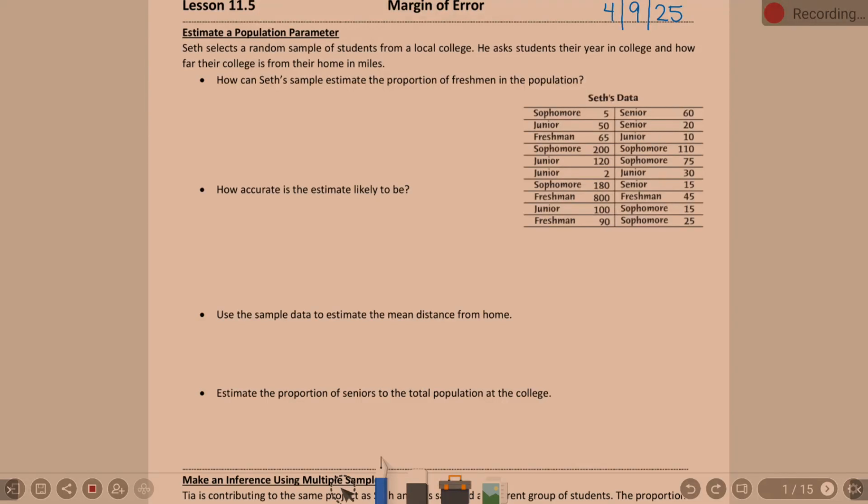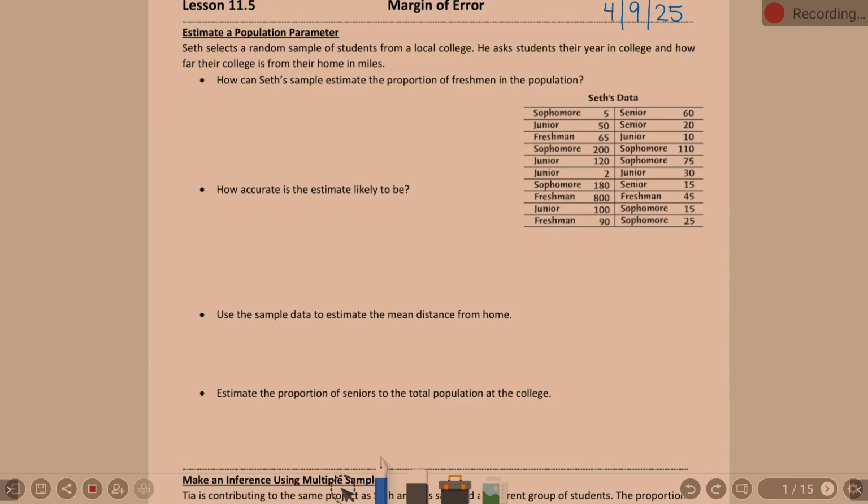Lesson 11.5. We are talking about margin of error. Oh, I forgot to mention, we are skipping a page in the notes. My apologies. So the next thing in your notes is 11.5, model and discuss.